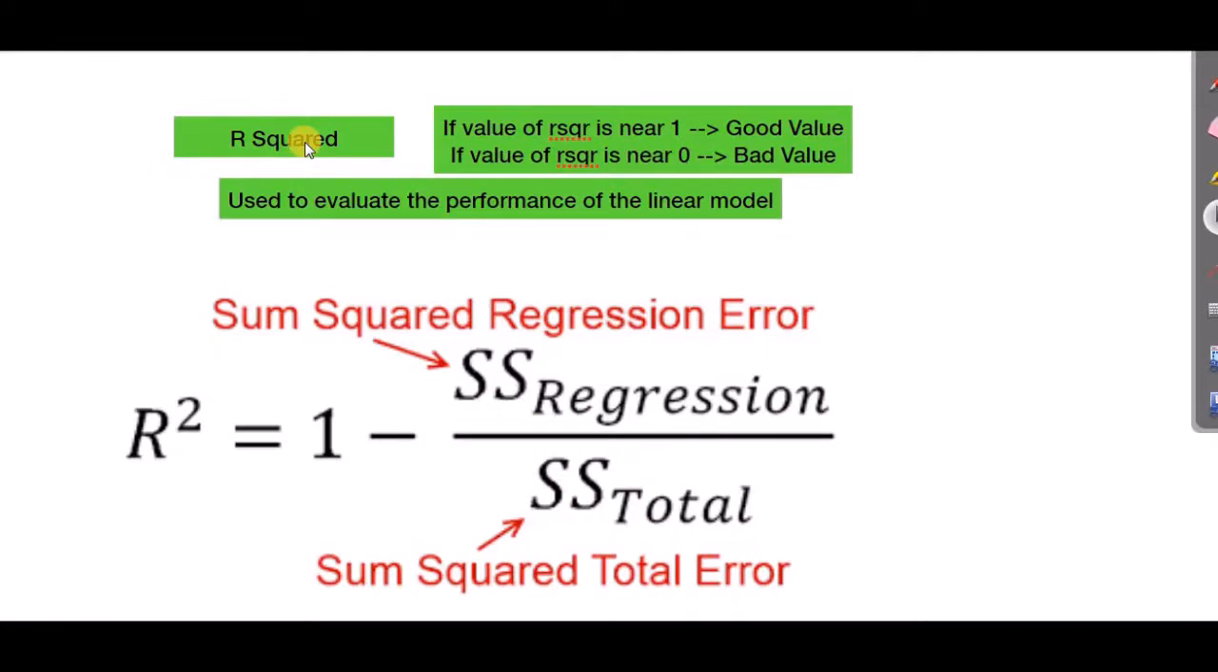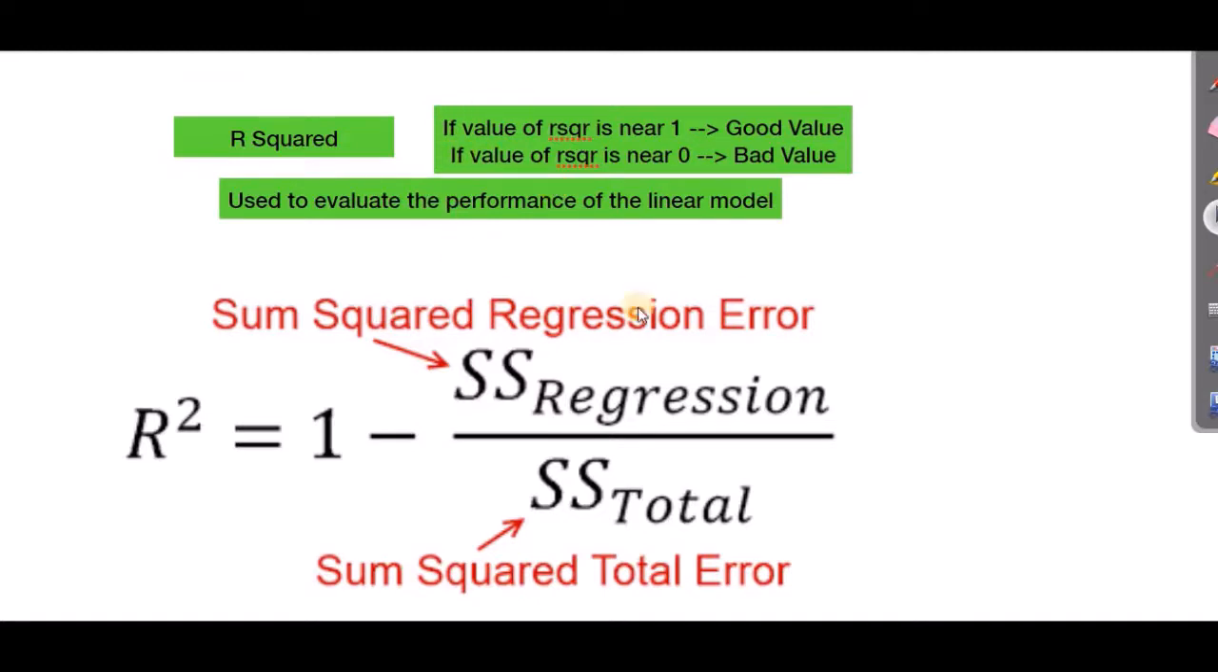This is the next part, which is R squared error. Here we have R square, which is basically used to evaluate whether our model is working fine or not. The R squared formula is 1 minus SS regression divided by SS total. SS is nothing but the sum of squared total error and the sum of squared regression error.